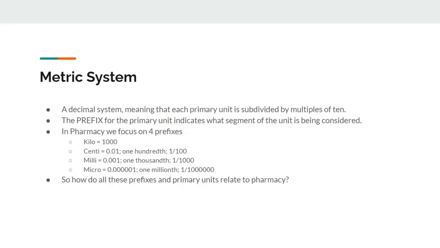We are going to focus on these four. We're actually probably going to focus on three. I don't know that we'll use centi much. We use that in medical when we're measuring height. But in pharmacy, we're going to use kilograms, milligrams, micrograms, or grams. Those are the ones we're going to use. So how do all these prefixes and primaries relate to pharmacy? Let's take a little bit of a look at this.